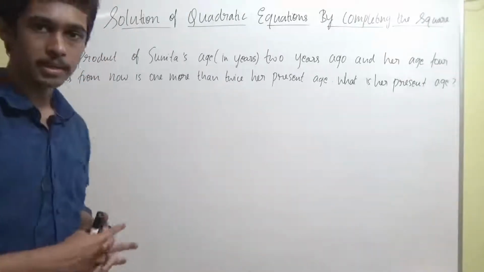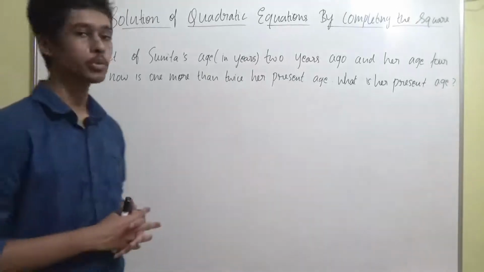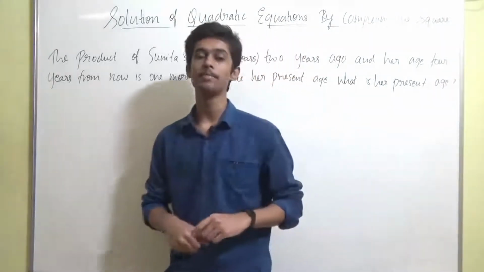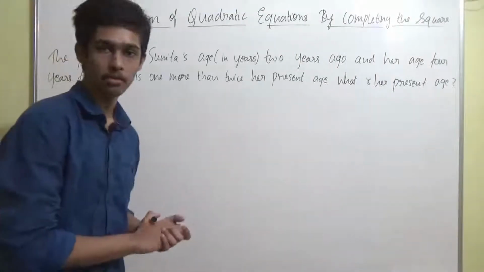But this is a new topic, guys. Today we are going to see solution of a quadratic equation by completing the square. This is the second method of solving a quadratic equation. Before explaining this method, I'll explain it to you through an example itself.